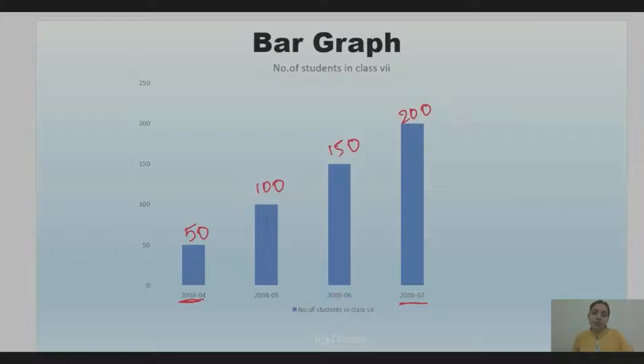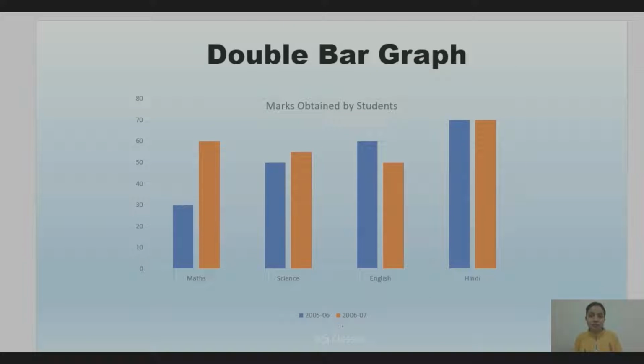Similarly, we have another form of representation of data, that is the double bar graph. Whenever we have to compare two different things, we use a double bar graph. Here, marks obtained by students for different sessions are compared. Blue represents marks obtained in the session 2005 and 6, and the orange one represents marks obtained by the students in the session 2006 and 2007. So we can compare it easily.